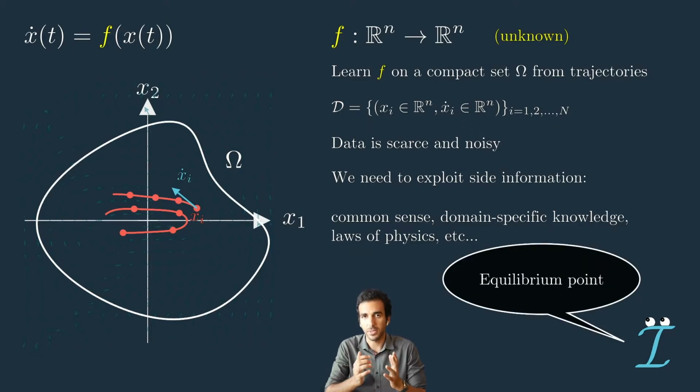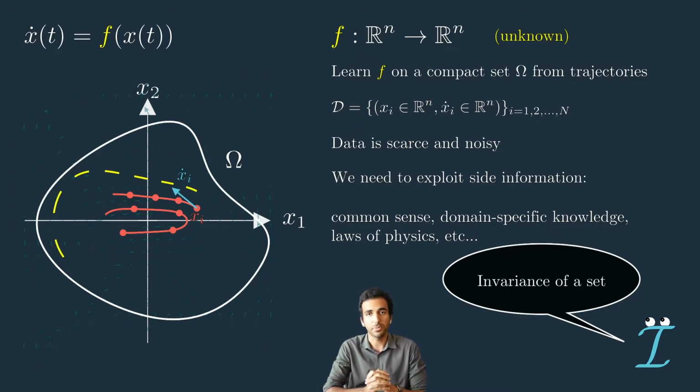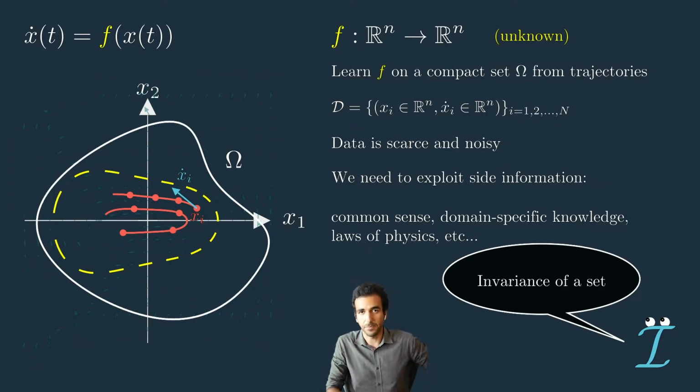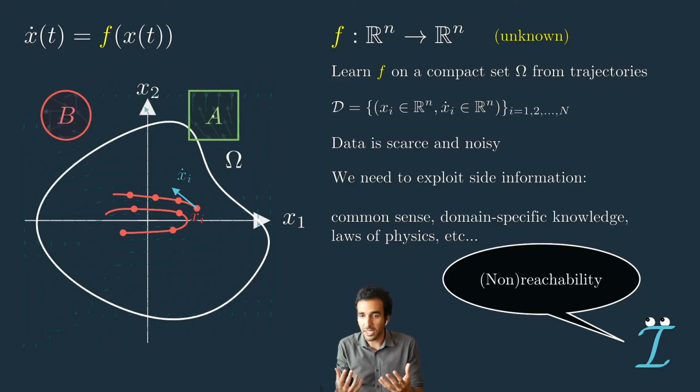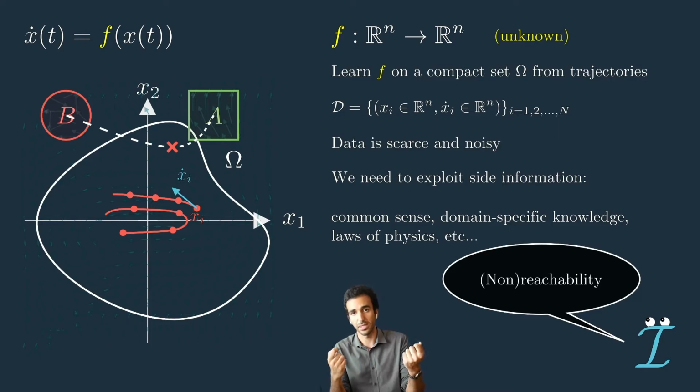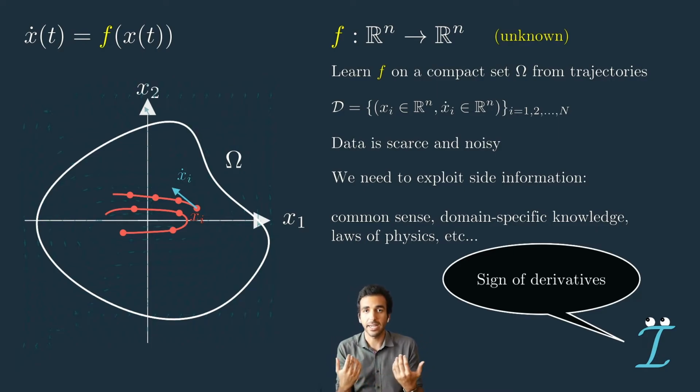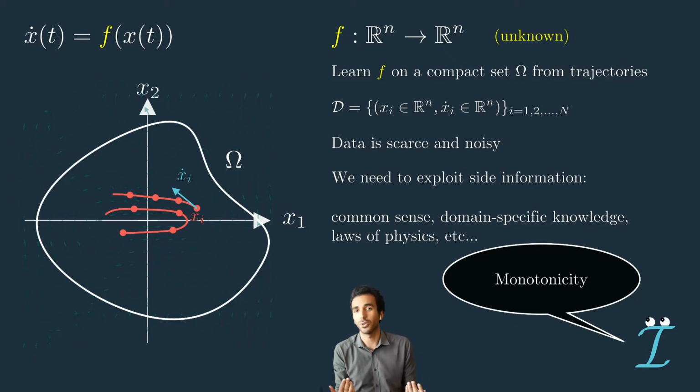Side information could be, for example, the knowledge that my system has an equilibrium point somewhere. It could be that I know of some set that is invariant with respect to my dynamical system, meaning that trajectories that start inside this set stay inside this set forever. It could be the knowledge of two sets A and B, such that trajectories that start from A always reach B or never reach B. It could be that I know the sign of the time derivatives of the state variables on some regions of the space, or it could be that I know that some components of my vector field are monotone on some regions of the space.